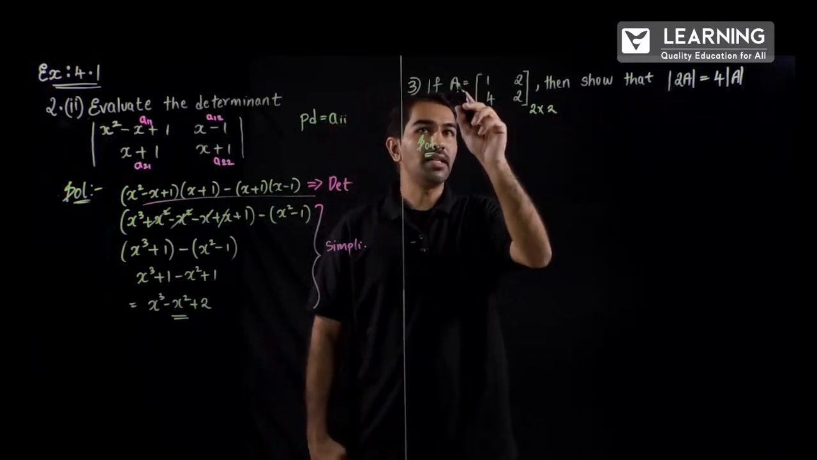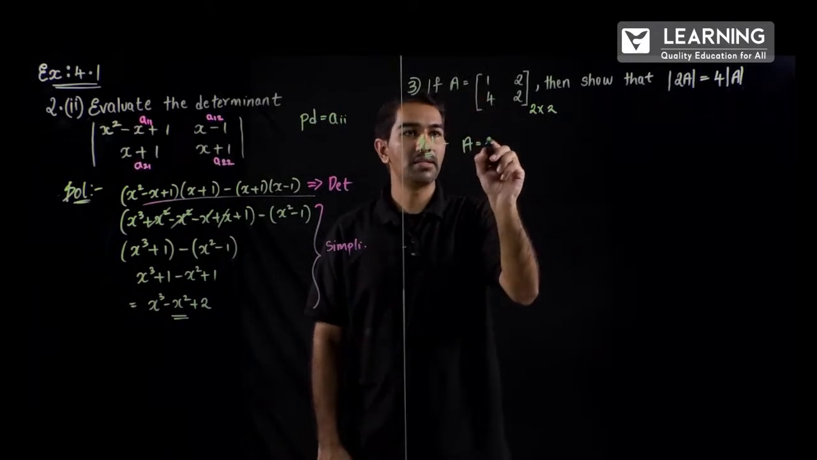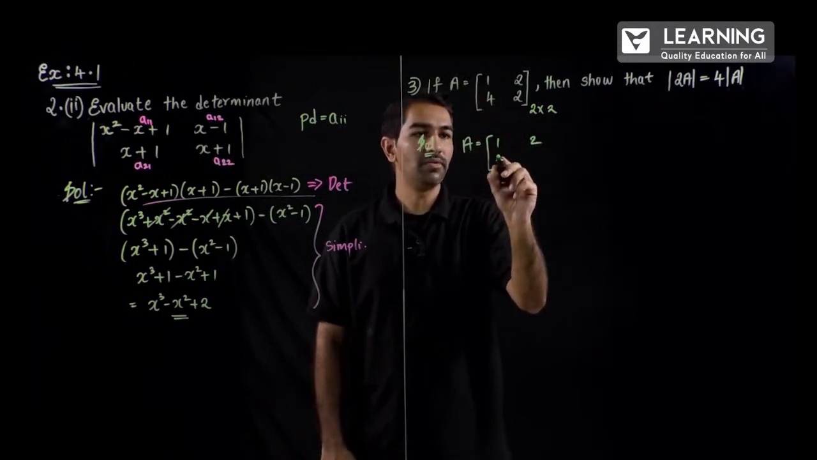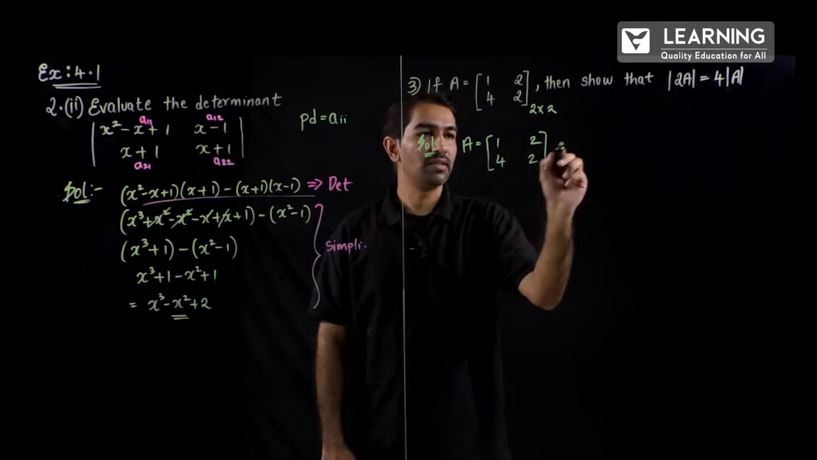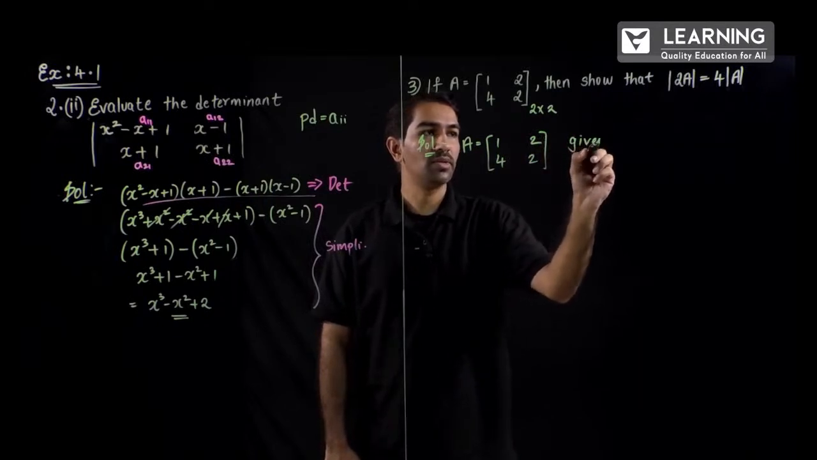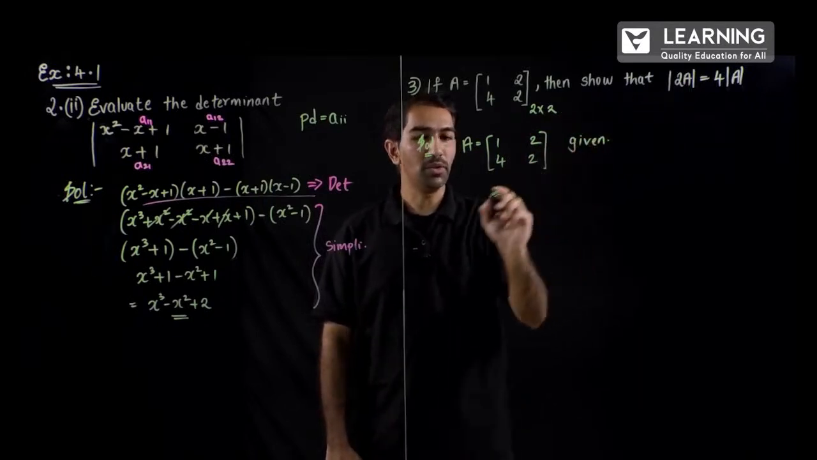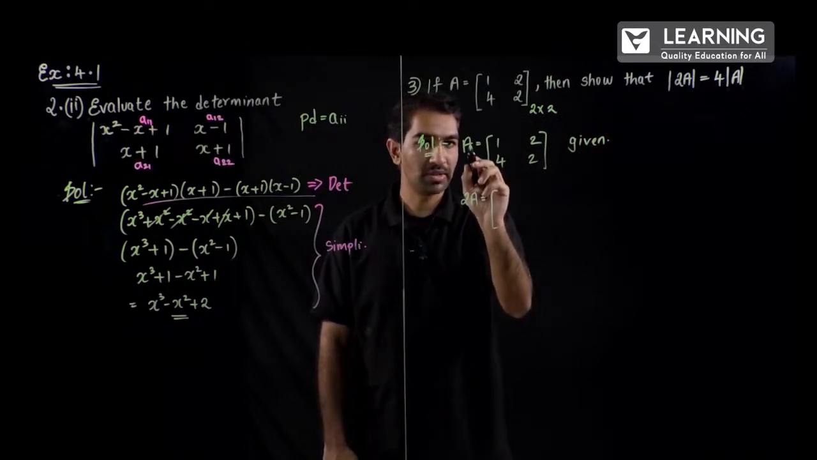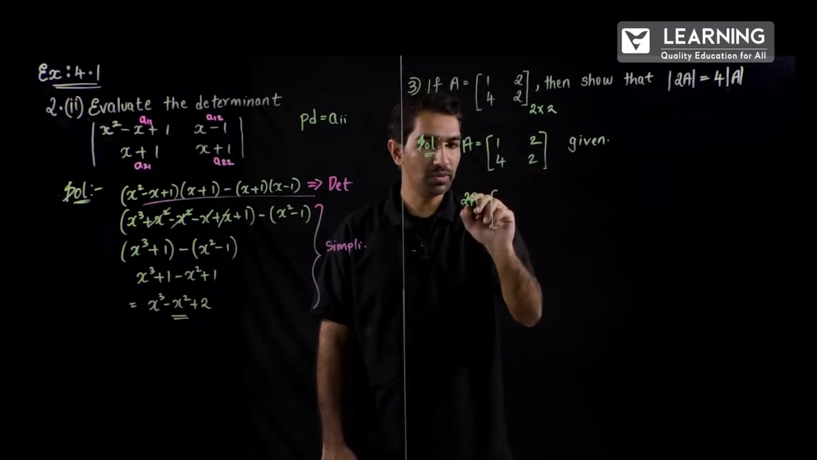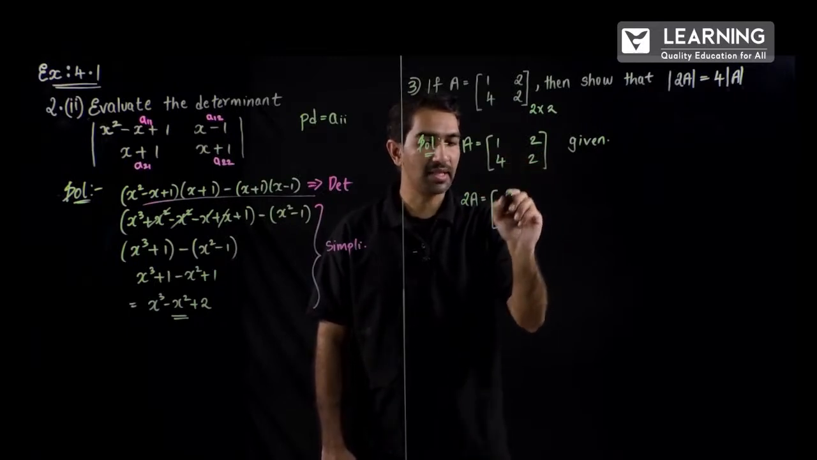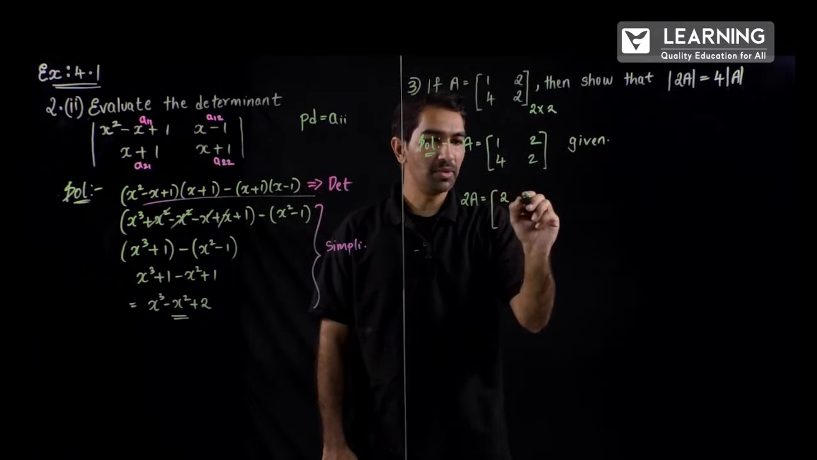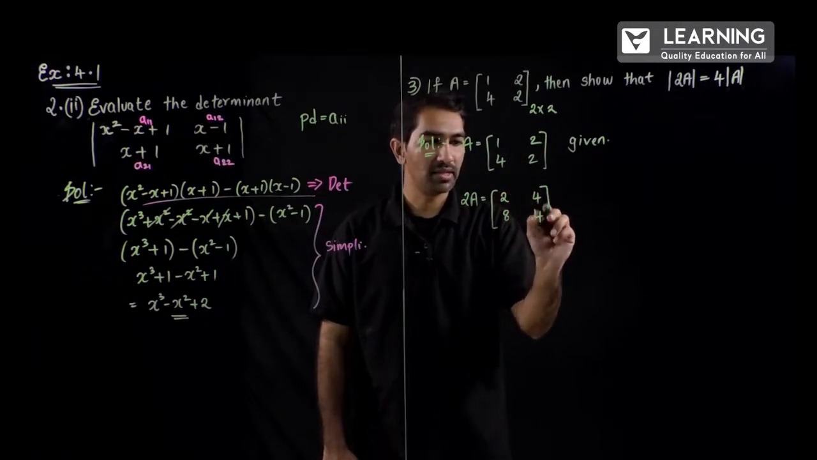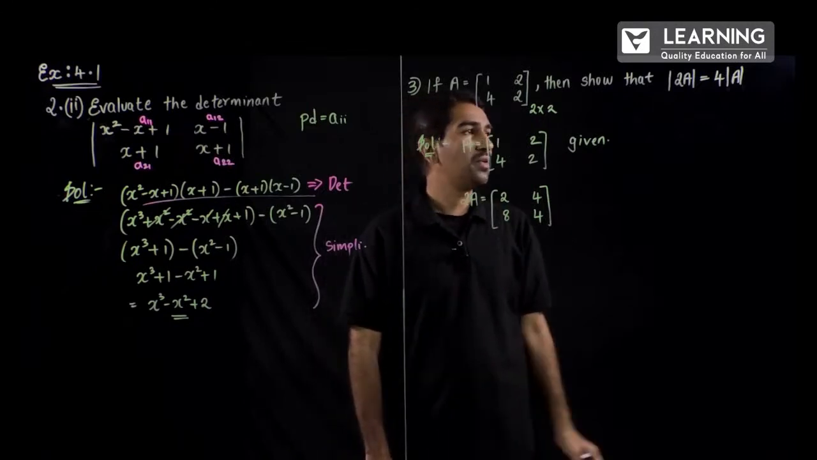So this is A. A equals 1, 2, 4, 2. Correct? This is given in the question. What do we want next? 2A. 2A equals, so scalar multiply 2 to each and every element inside the matrix. So this would become 2, this would become 4, this would become 8, and this would become 4 again. This is our 2A.